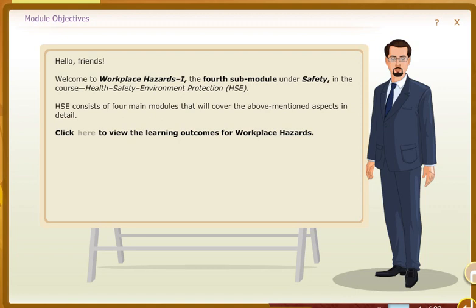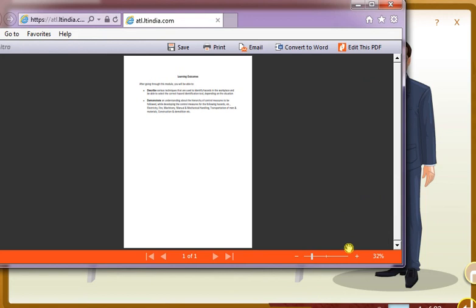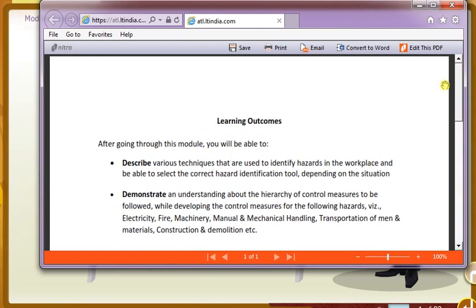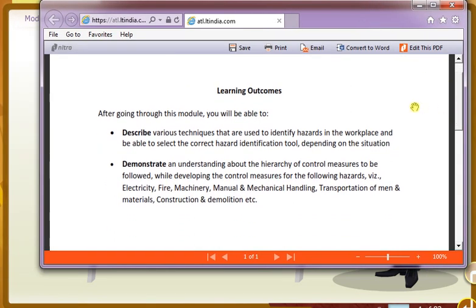Click here to view the learning outcomes for Workplace Hazards. Learning Outcomes. After going through this module, you will be able to describe various techniques that are used to identify hazards in the workplace and be able to select the correct hazard identification tool depending on the situation. Demonstrate an understanding about the hierarchy of control measures to be followed while developing the control measures for the following hazards, namely electricity, fire, machinery, manual and mechanical handling, transportation of men and materials, construction and demolition, etc.